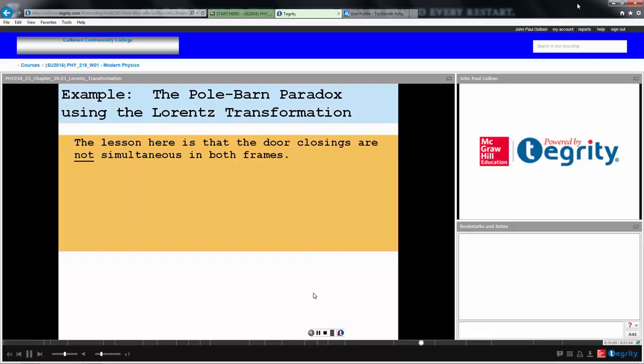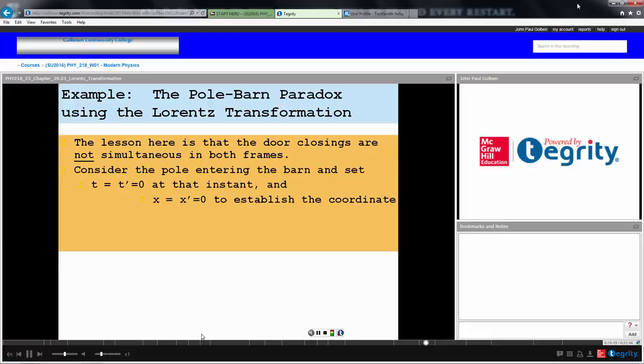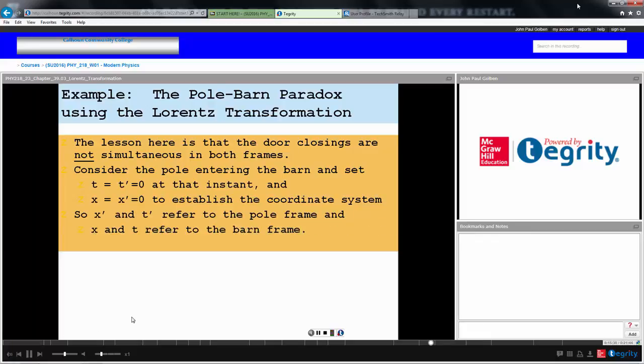Let's try it out on the pole-barn paradox. The lesson here is that the door closings are not simultaneous in both frames. Consider the pole entering the barn and set t equal to t prime equal to 0, and x equal to x prime equal to 0, to establish that point as our beginning point for both coordinate systems. The prime coordinates refer to the moving frame and the unprime to the rest frame. Gamma is 1.51.